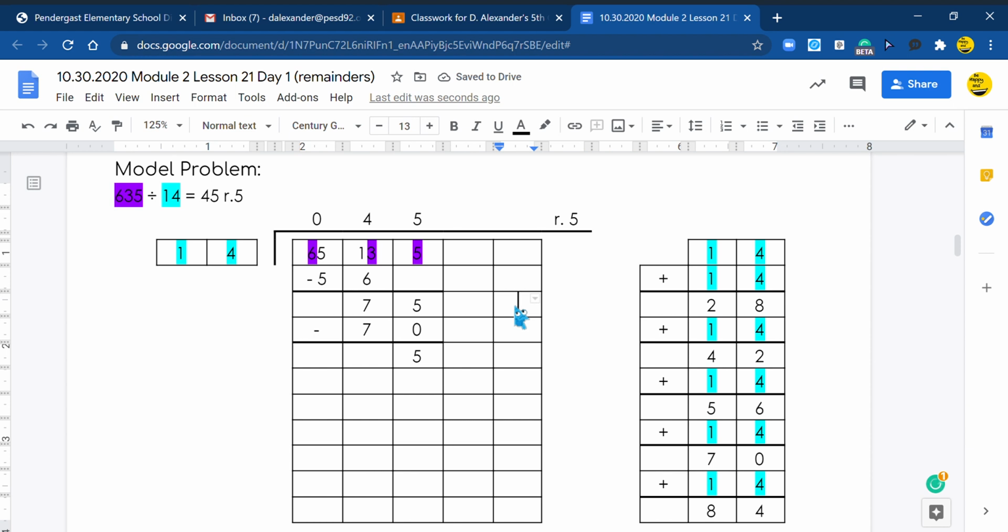It's the same as we have been doing. It's just now we have a little bit left over to our division.